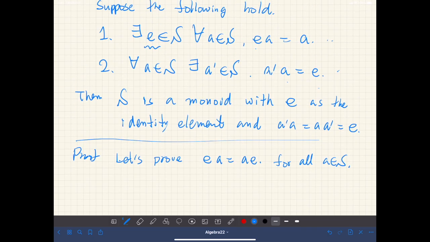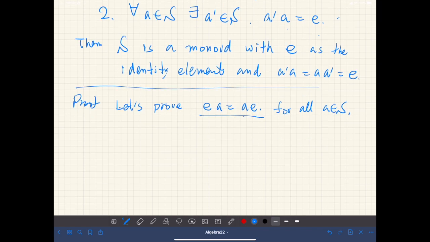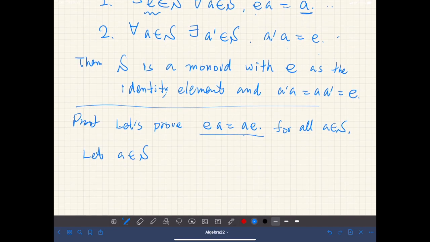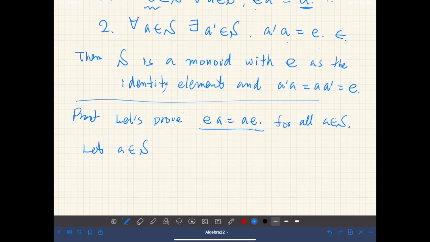Okay, so EA is equal to A by assumption, so AE is also equal to A, if we can prove this. So, let's see how we can do this. Let A be an arbitrary element of S, and by the second condition, there exists some element A prime in S such that A prime A is equal to E.